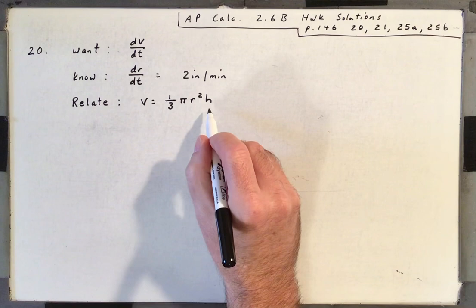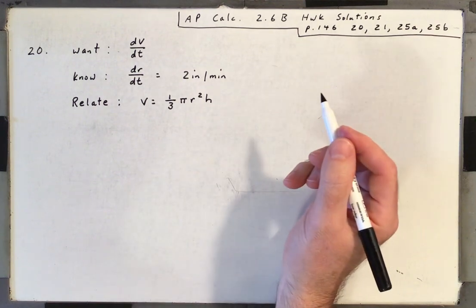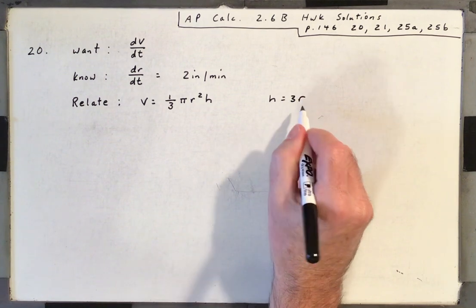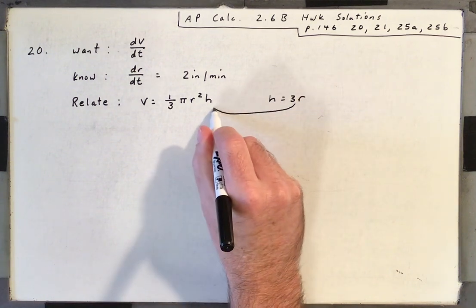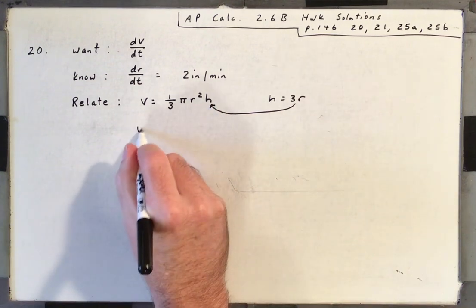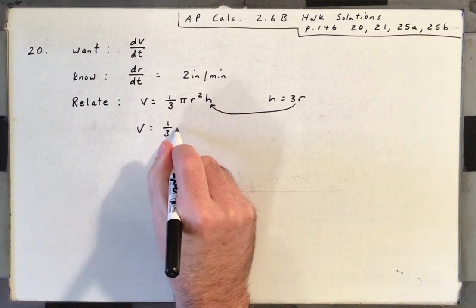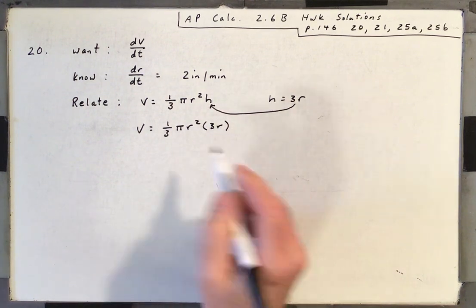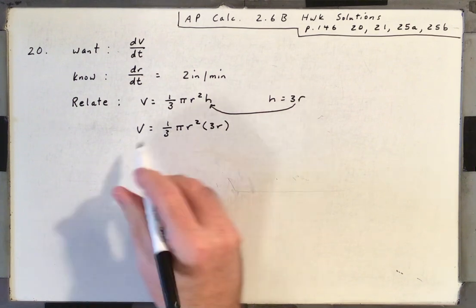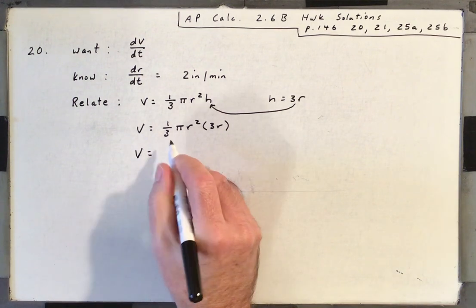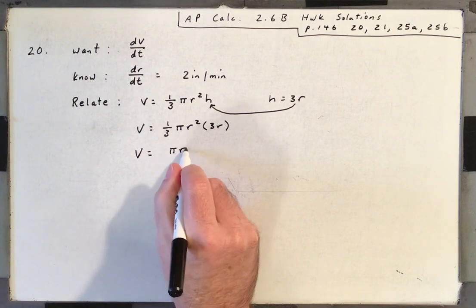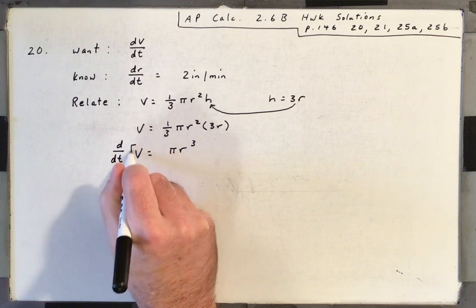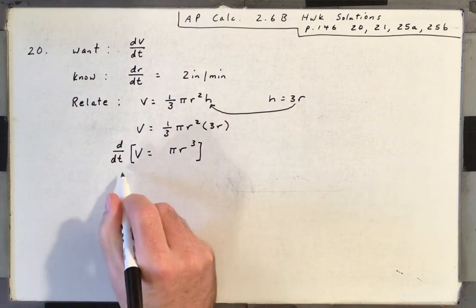However, we have too many variables here. We would have too many unknowns. We know that h is equal to 3r, so I could plug 3r in for h right there. So I have volume is equal to 1/3 pi r squared times 3r. The 3's will cancel, and this formula simplifies simply to pi r cubed. And I can take the derivative of that with respect to time.